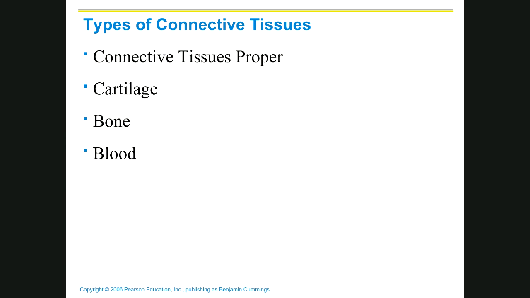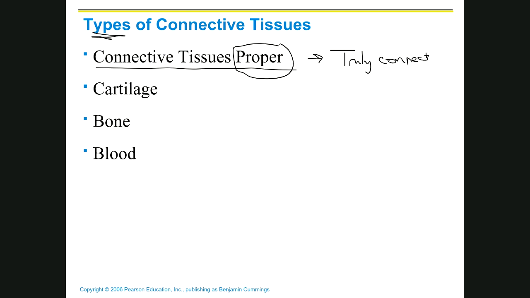So what we're going to wind up with are 4 types of connective tissues. 4 types. They are our connective tissues proper. It's a weird name, but really what it means, because it's called proper, is that they truly connect things. They truly connect things together. So they're sort of like ropes or something like that hold things together. And then we have cartilages. And then we have bone, and we have blood.